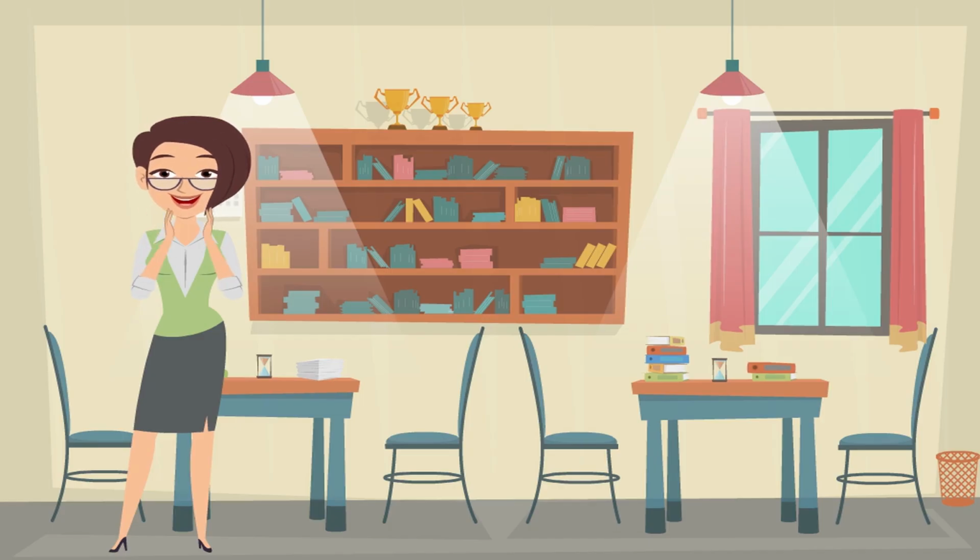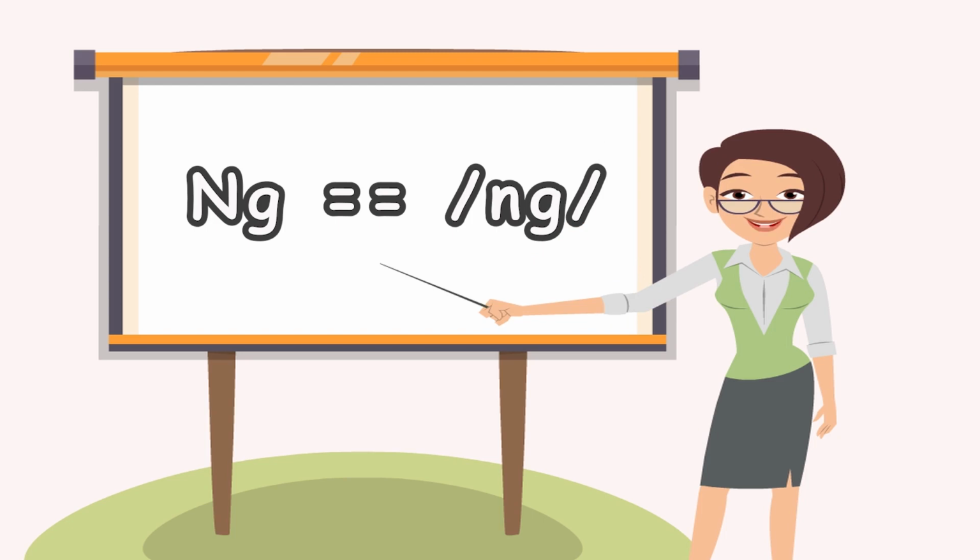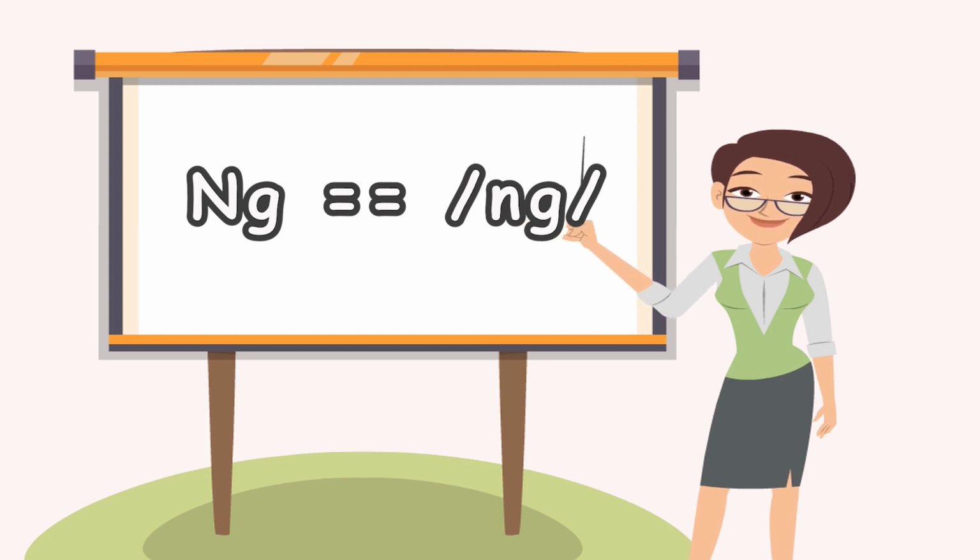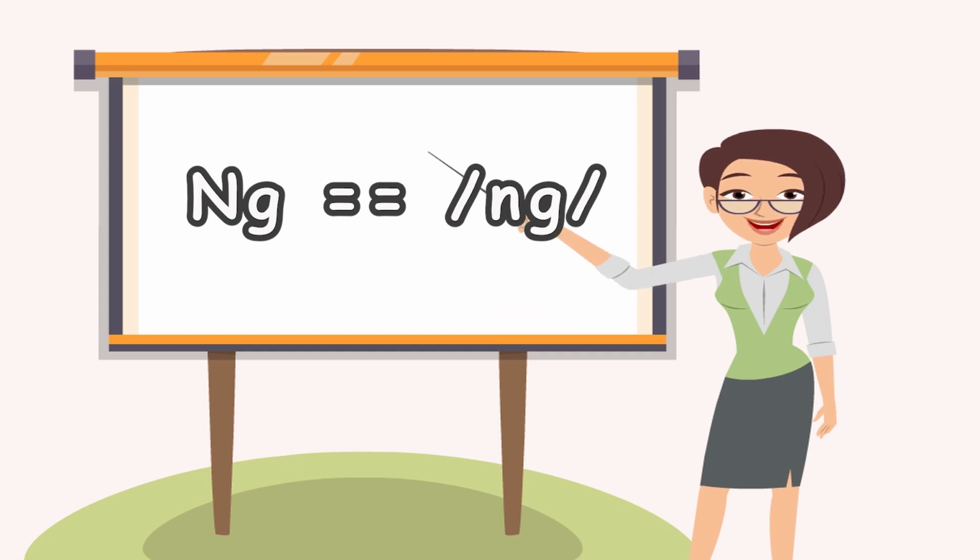Good job, little ones. Let's see the next digraph. Now here we have a digraph made by an N and a G, which sounds something like ng. Mostly this digraph will be in the end of the word. Let's see some words.